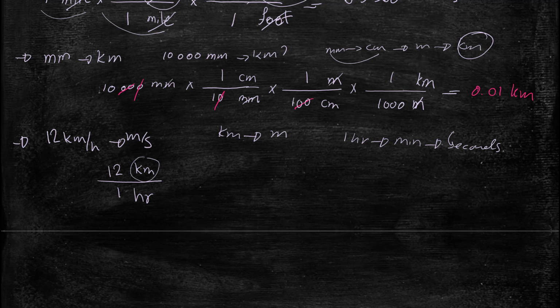All right, so the first thing is I want to get rid of the kilometers. What I want to get rid of is in the bottom. So 1 kilometer is 1,000 meters. So right away I have my meters.